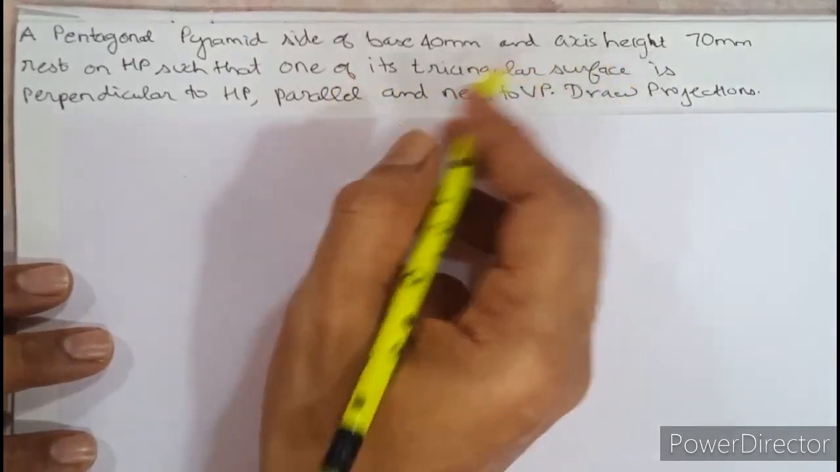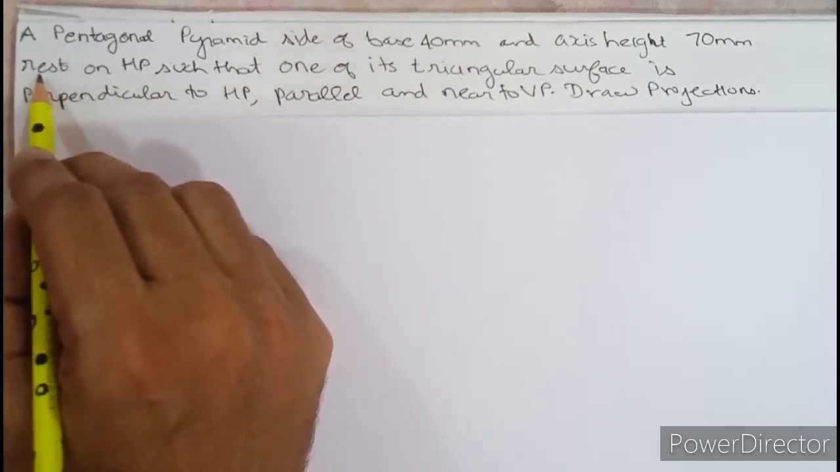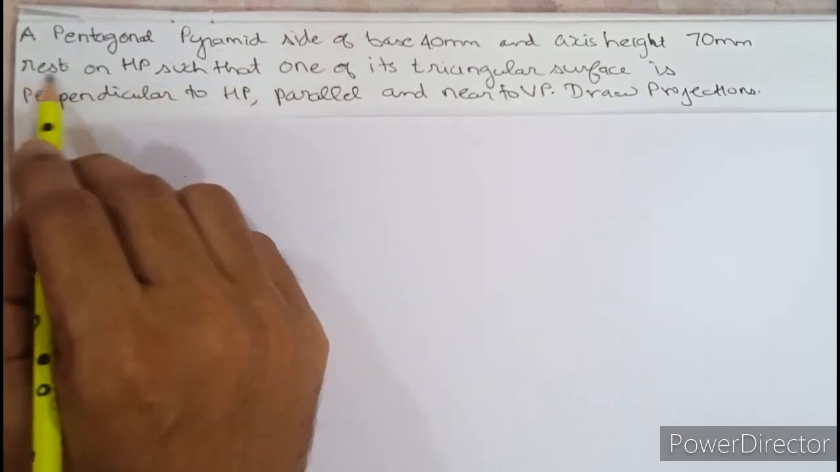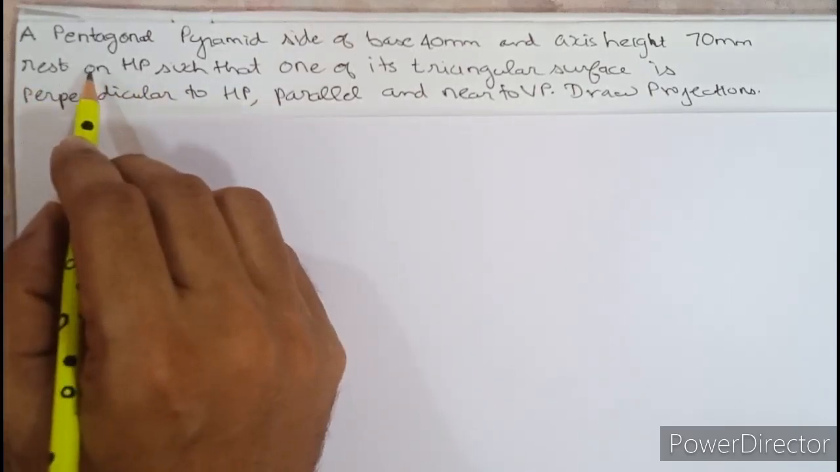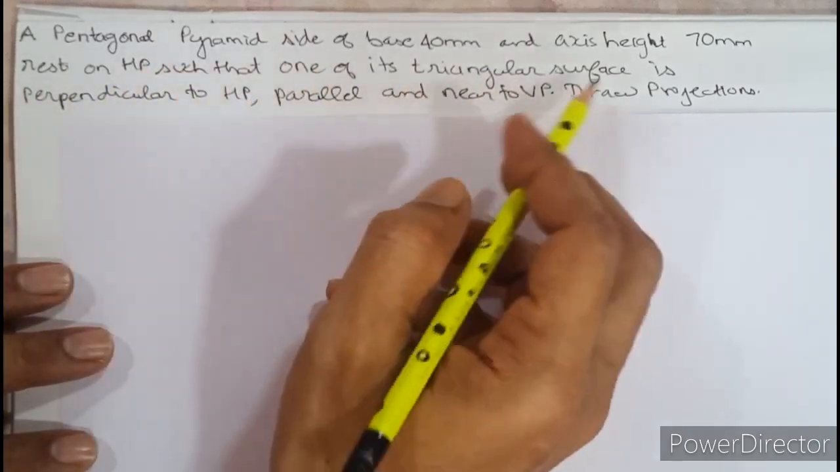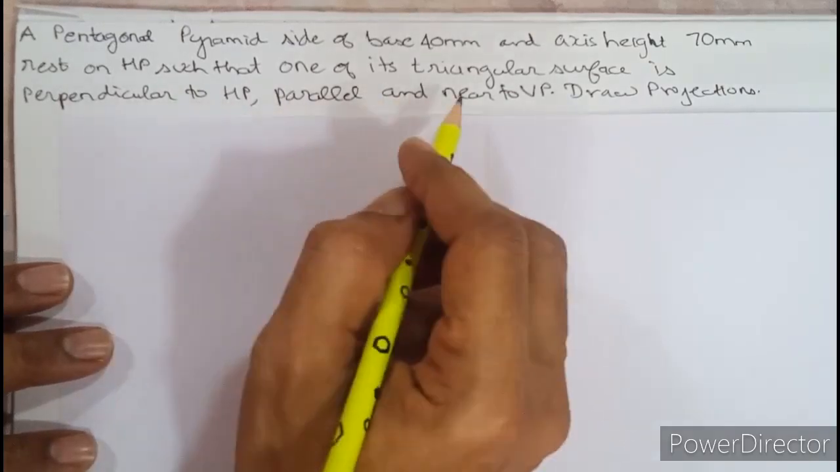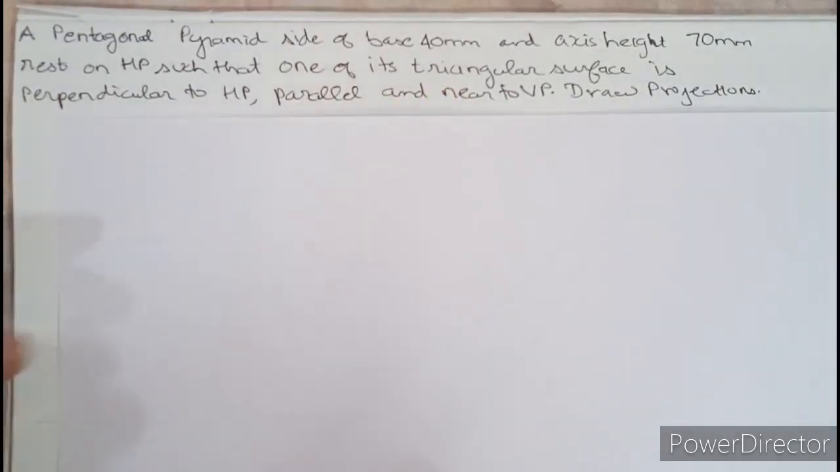So in this question they have nowhere mentioned whether the resting entity is a base edge or a base corner. They have just said it rests on HP such that one of its triangular surface is perpendicular to HP, parallel and near to VP. So you have to draw projections of it.